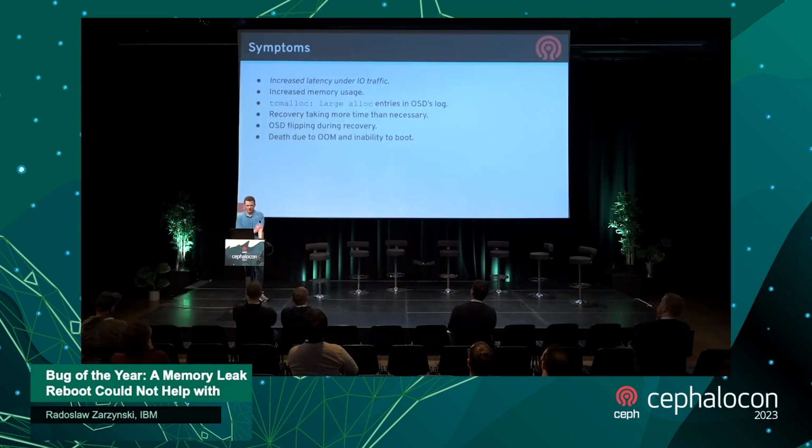Symptoms. Increased latency under I/O traffic. It's emphasized, it's written differently, because this is a new symptom that is actually under research. We hadn't thought about the tie of this bug to our latency spikes. They came pretty recently. We are verifying them right now. But what we diagnosed till now: increased memory usage. That's the first thing you could notice when taking a look at your cluster.